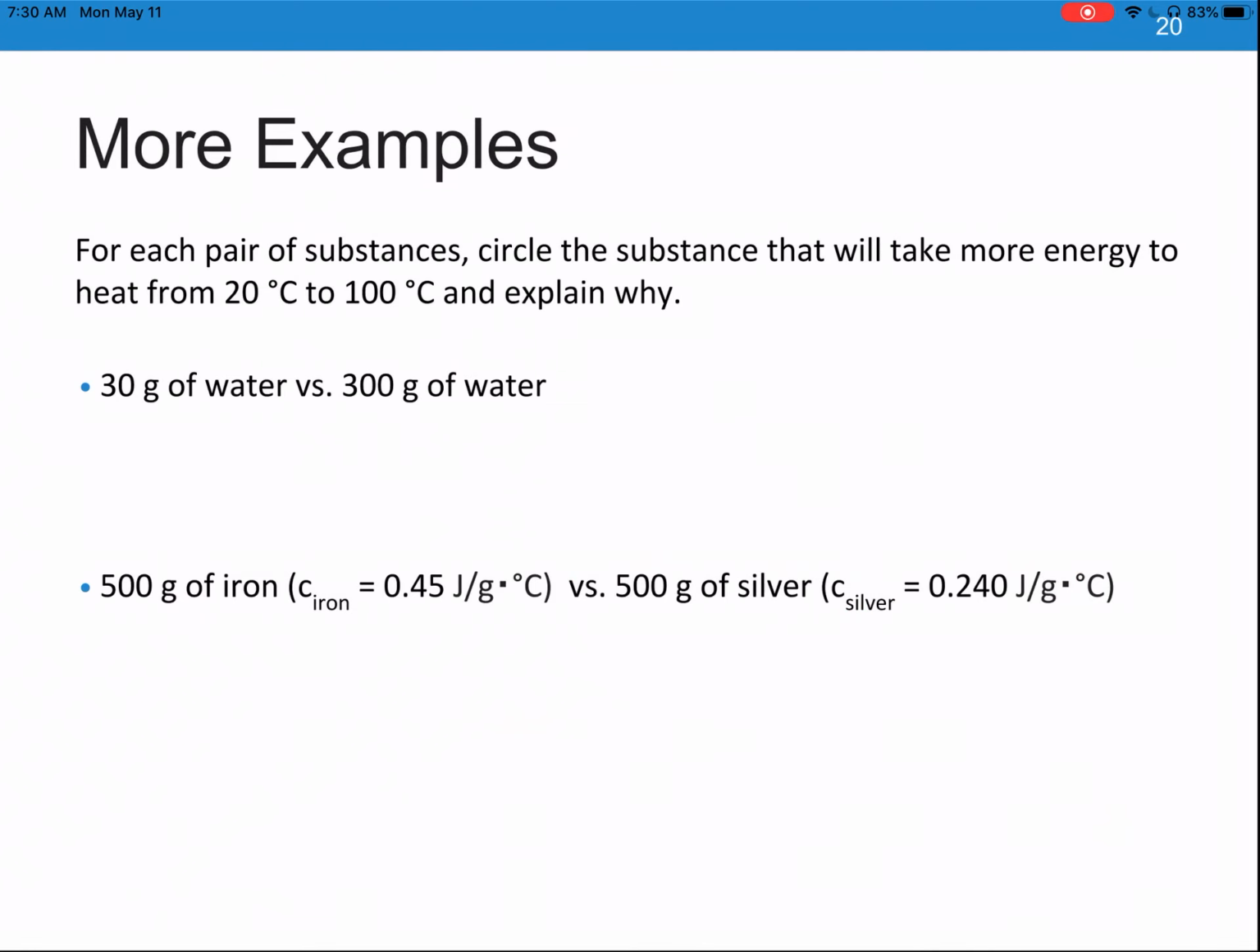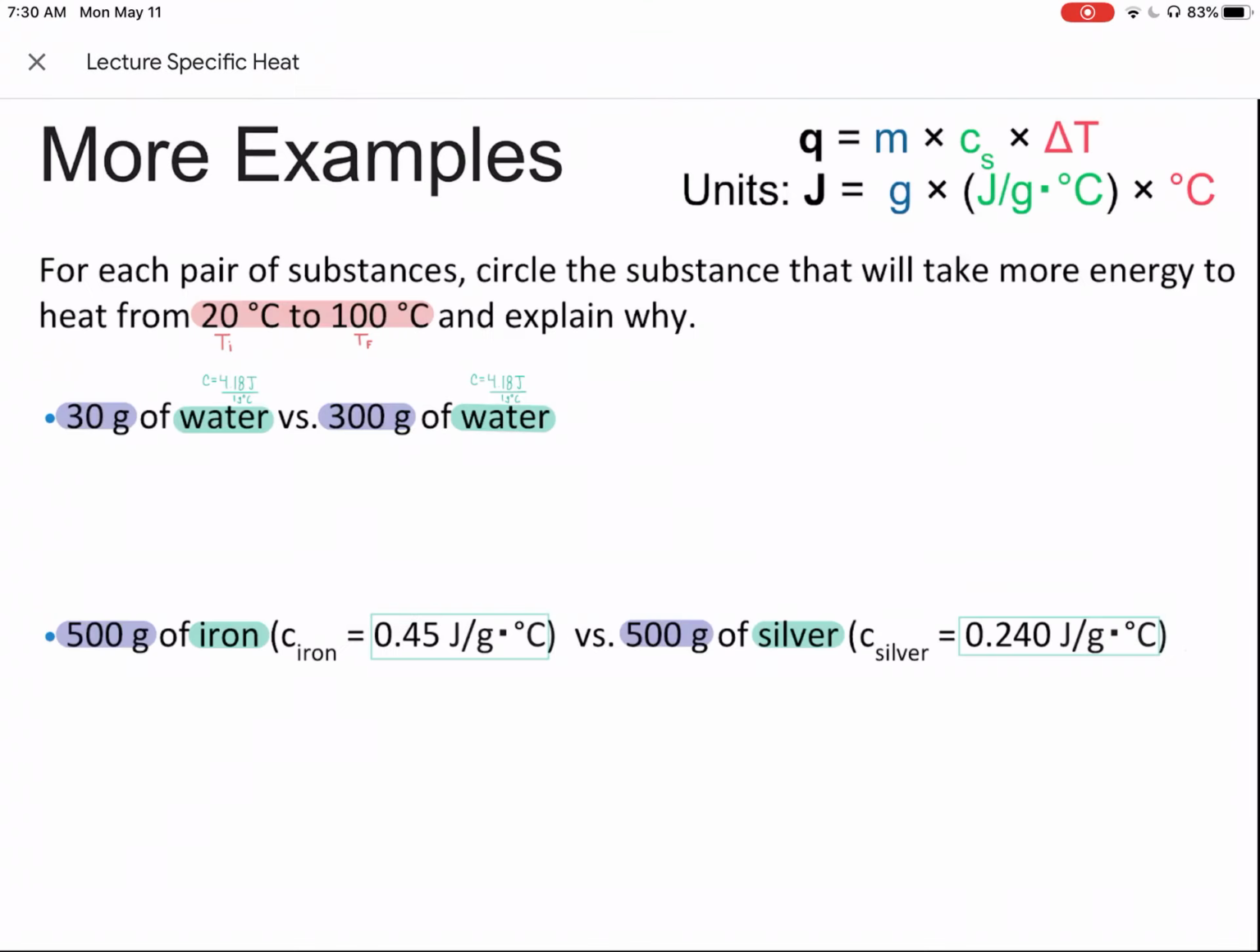All right, and let's practice calculating with that equation. So you could do this comparison just based on the quantities that are there, but I want you guys to get practice with the calculation of this as well. All right, so make sure that you guys reference.